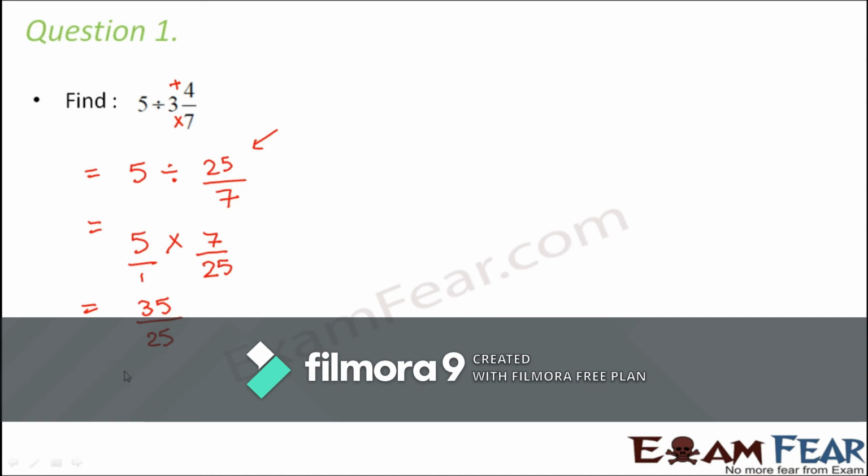Let us reduce it to its lowest form. For reduction, we will first have to see the common factors. The factors of 25 are 1, 5, 25. Factors of 35 are 1, 5, 7 and 35. So which is the highest common factor? It is 5. So let us divide the numerator and the denominator by 5. So 35 divided by 5 and 25 divided by 5. So this is 7 and this is 5. So the answer would be 7 by 5.